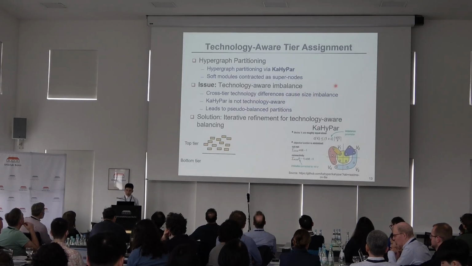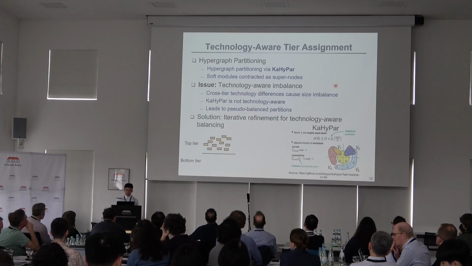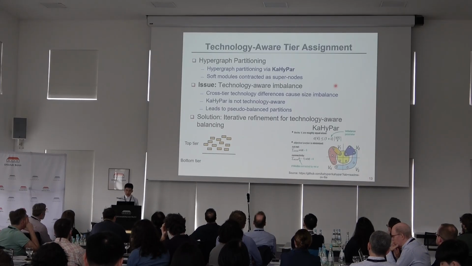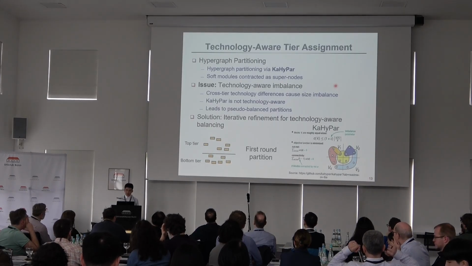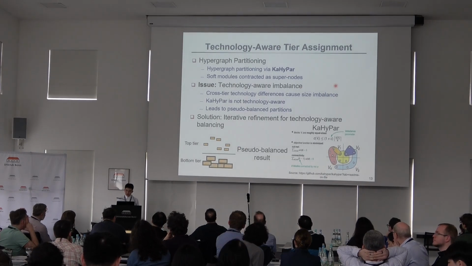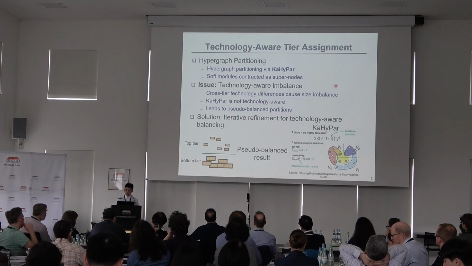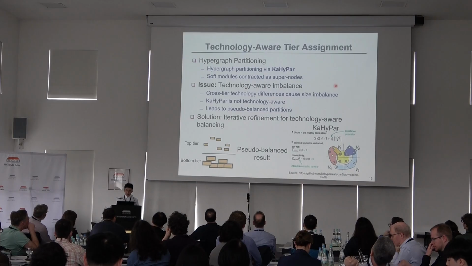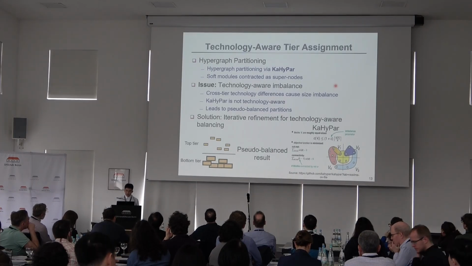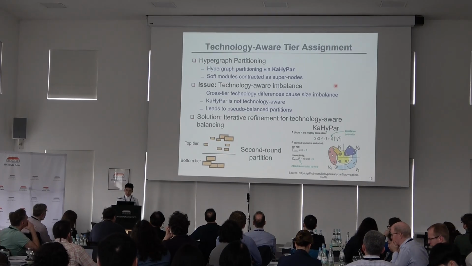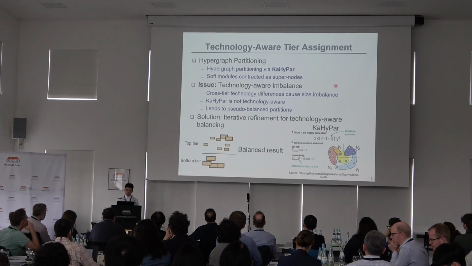For tier assignment, we use K-Hyper for hypergraph partition, constructing submodules as supernodes. However, K-Hyper is not technology aware. When instances are moved from one tier to another, their physical area should be evaluated under the target tier's technology. Ignoring this can lead to partitions that appear balanced, but are actually imbalanced in physical area. Therefore, we apply iterative refinement to achieve technology-aware balancing.